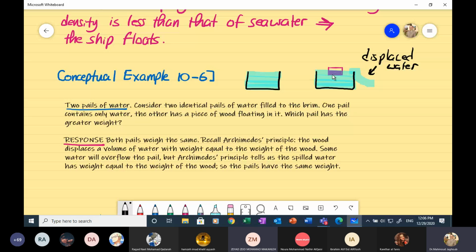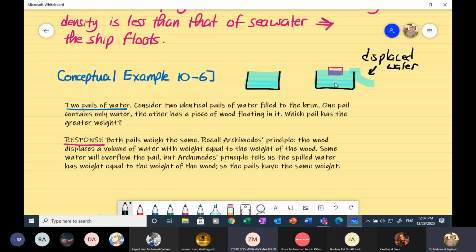Iron, is it going to float or sink? Sink. Can I say that the buoyant force equals the weight of the piece of iron? No, it's less. Why? Because if the buoyant force equaled the weight, it would not sink, it would float. Right or not? What happens is the weight of the iron will be greater than what? The buoyant force.